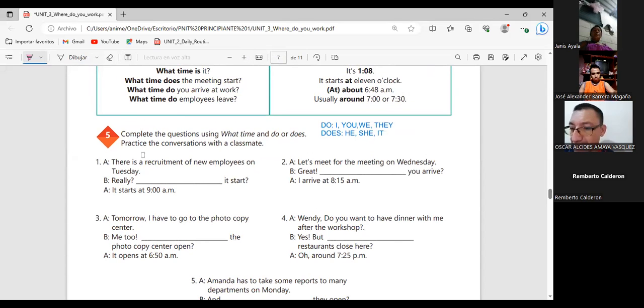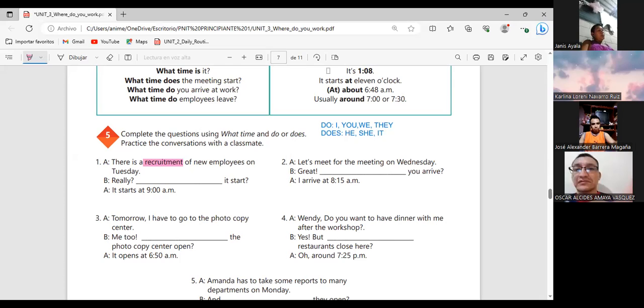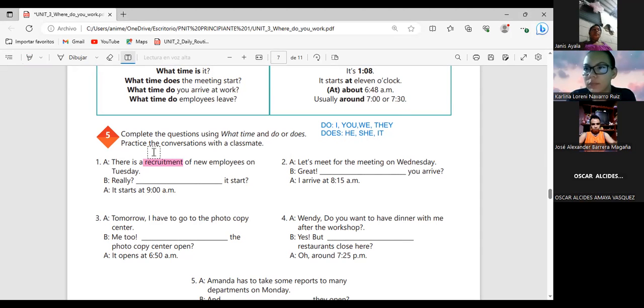There is a recruitment. ¿Qué será esto, clase, por cierto? Recruitment of new employees on Tuesday. Entonces, clase, si quiero sustituir recruitment por un pronombre, ¿cuál pronombre sería? De todos estos, estos son los pronombres, miren. So, which one? Sustituyamos la palabra recruitment por el pronombre. ¿Cuál sería?